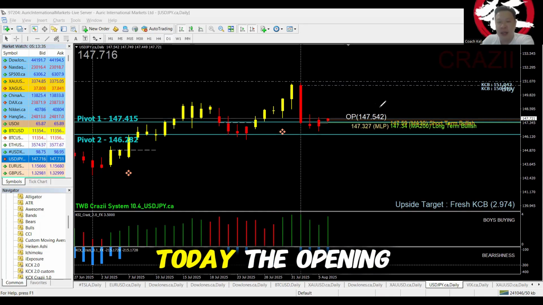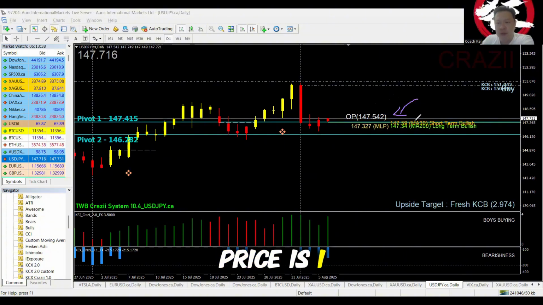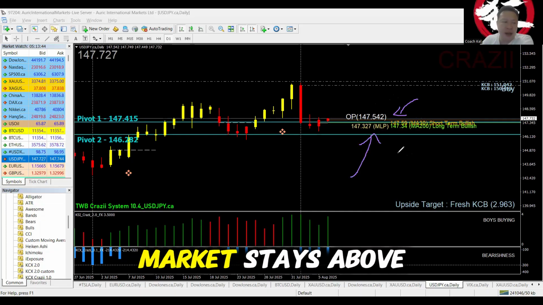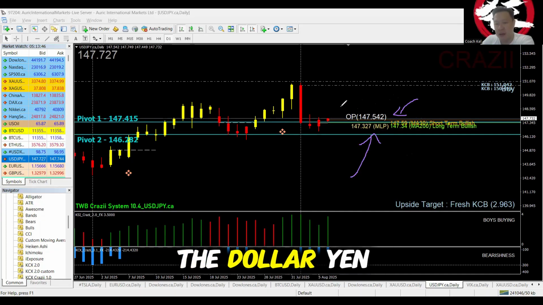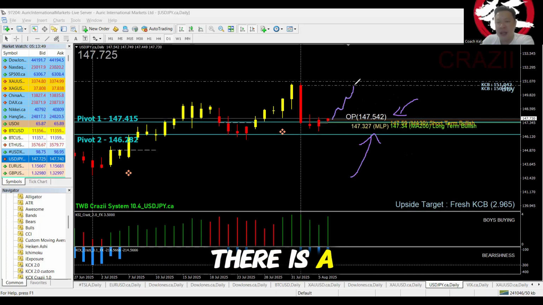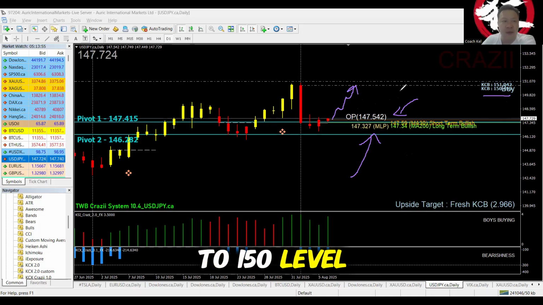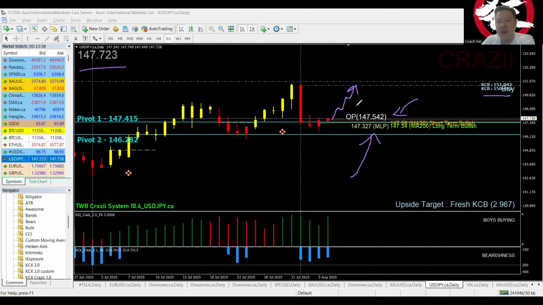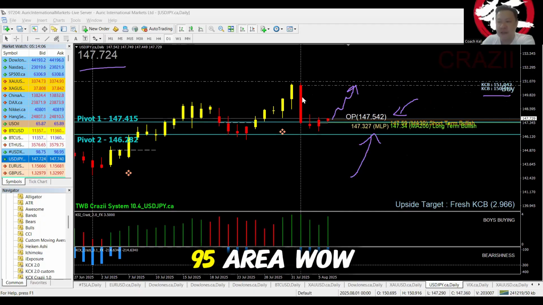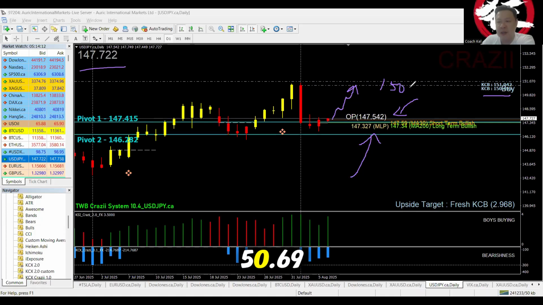Okay, now dollar yen today, the opening price is 147.54. The MLP is 147.32. So which means that if the market stays above OP, it will be a buy on the dollar yen. And if the dollar yen stays up, there is a possibility to see dollar yen trading all the way back again to the 150 level. Current price right now is 147.70, so there is a possibility for it to trade all the way up to the 150.69 area. Wow, that's a lot. That's a lot of levels to go if you're asking me.